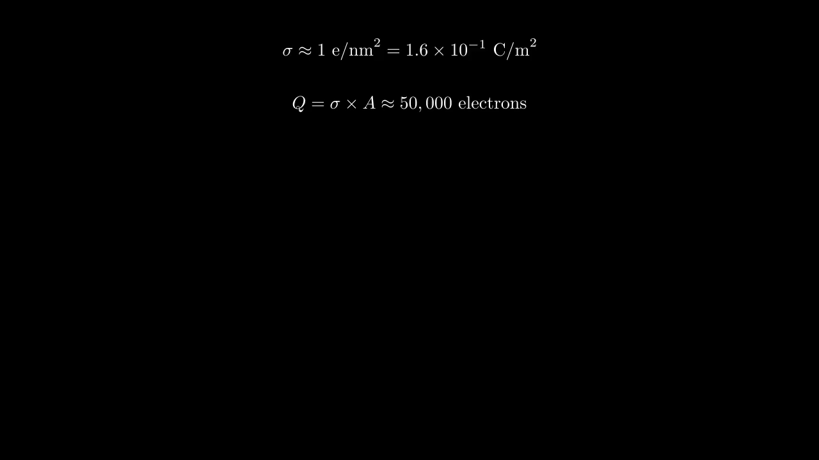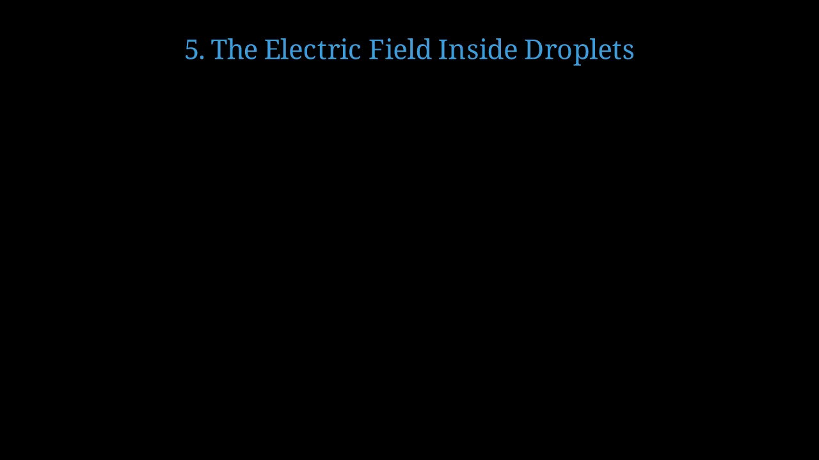Multiplying surface charge density by area gives us about 50,000 excess electrons per droplet. That works out to about 8 femtocoulombs of charge per tiny droplet. Femto means 10 to the negative 15. This charge creates enormous electric fields inside the tiny droplets. The surface charge creates electric field lines pointing radially outward from the center of each droplet.